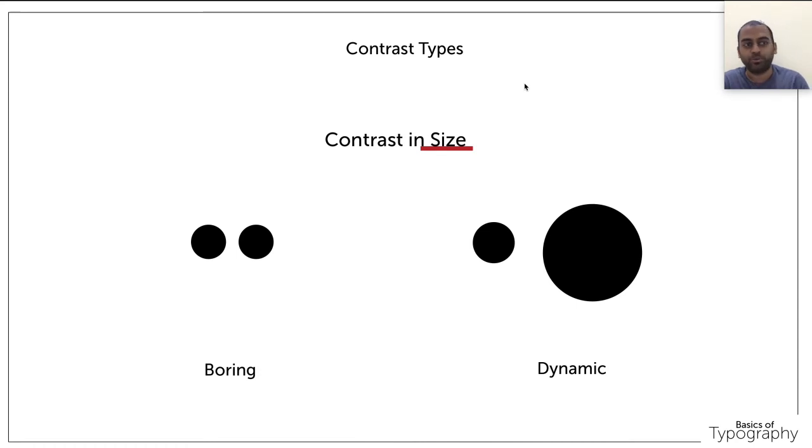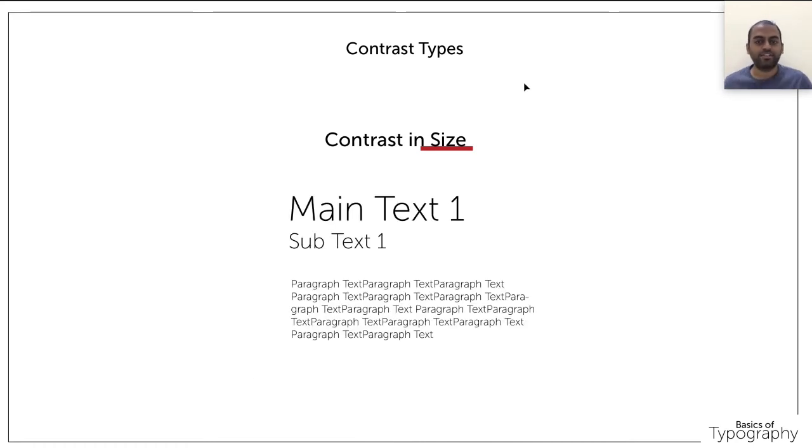Okay, so what is contrast in size? It is very simple. If the main text is of one size, then the subtext should be a second size, and the third paragraph should be another size. Very simple.